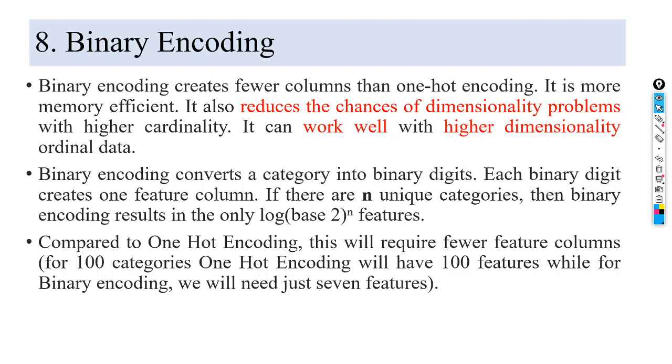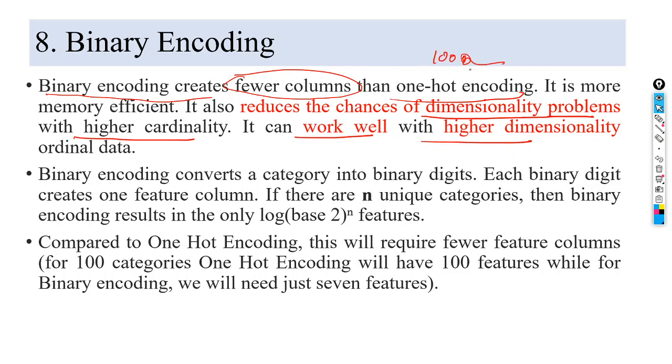Why? Because for one hot encoding, if you increase the number of dummy variables, it leads to the curse of dimensionality. To overcome this problem, binary encoding reduces the dimensionality of problems with higher cardinality; it can work well with higher dimensions. What does it mean? Binary encoding creates less number of columns than one hot encoding. For example, if one hot encoding creates 100 dummy variables, binary encoding can create 7 columns.